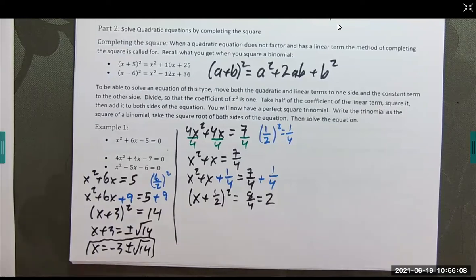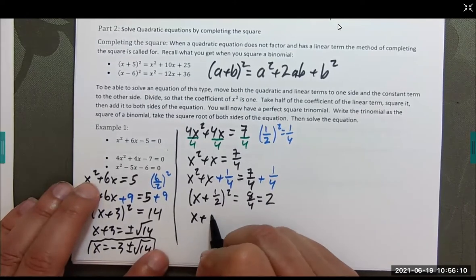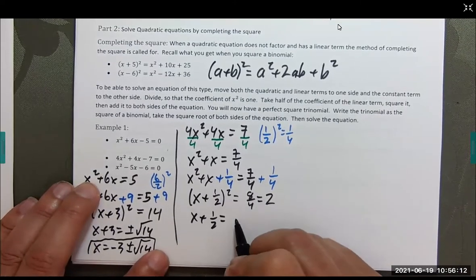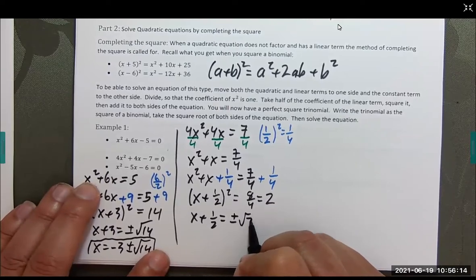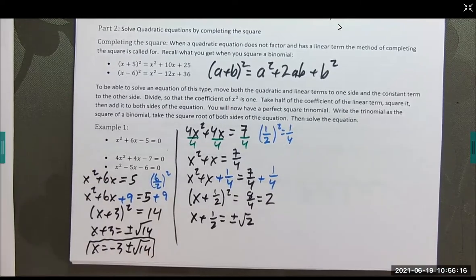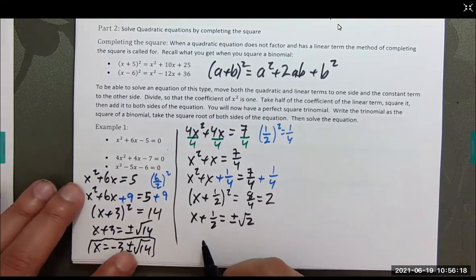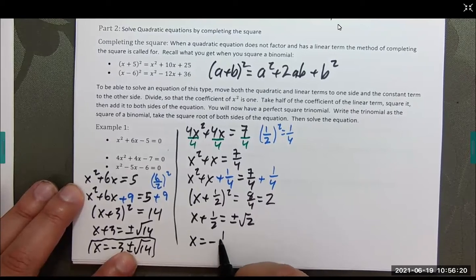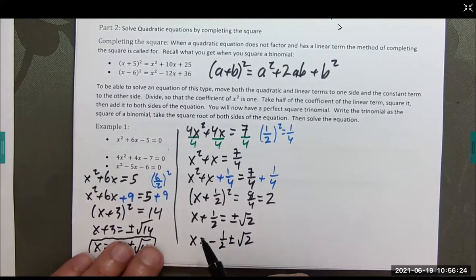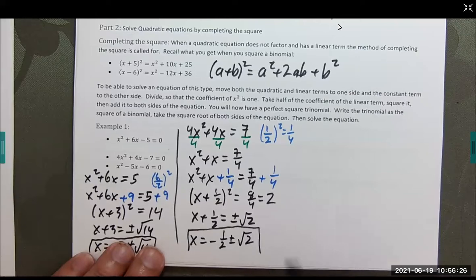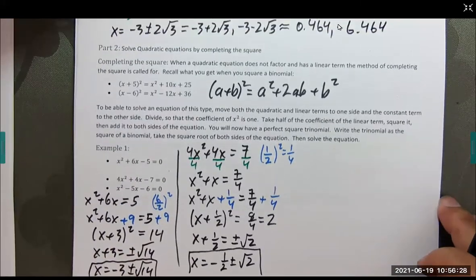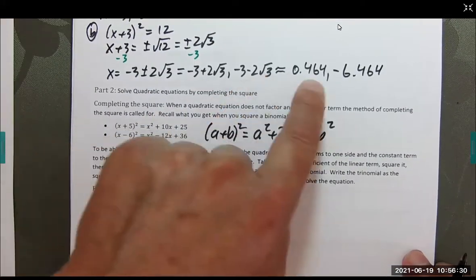And now I can use my rule. And subtracting the 1/2 to the other side, x equals negative 1/2 plus or minus root 2. So there are my two answers. And again, your teacher may want you to break it up into two separate ones or even get a decimal approximation.